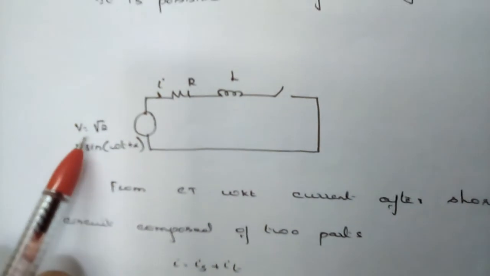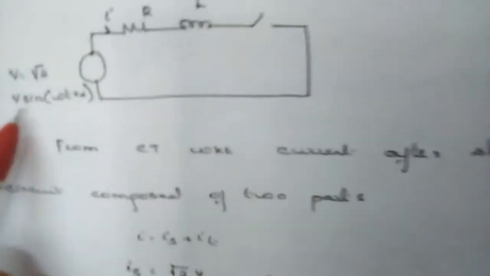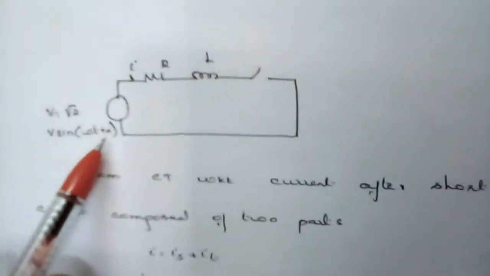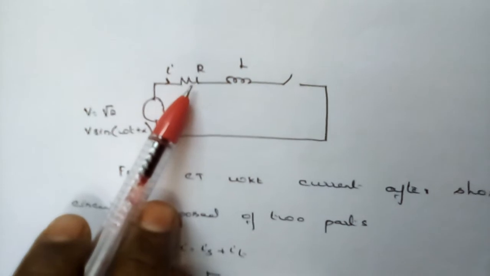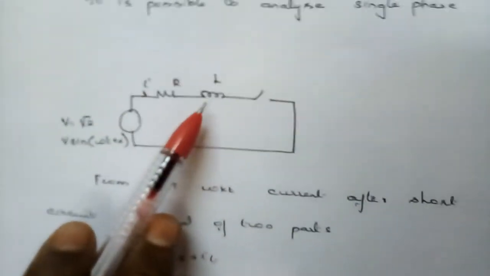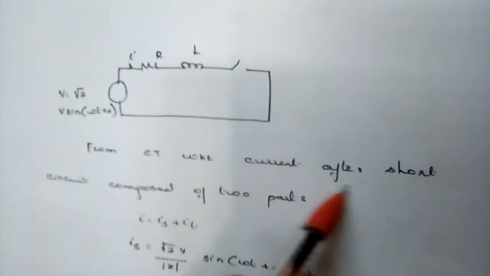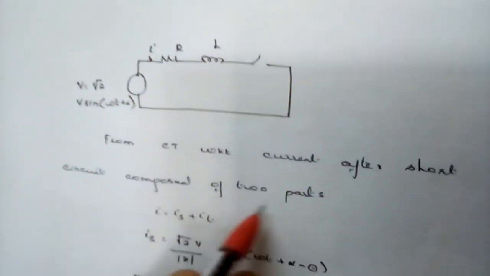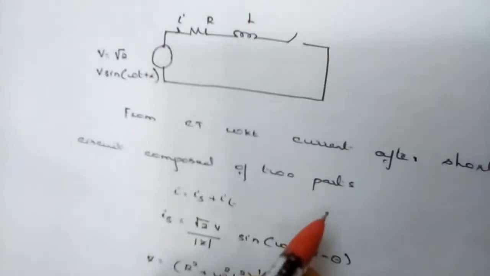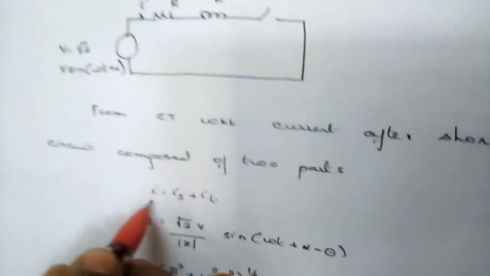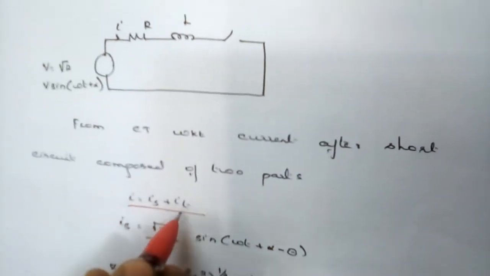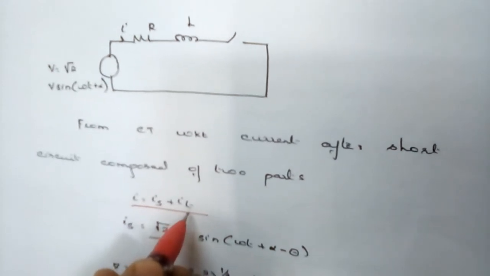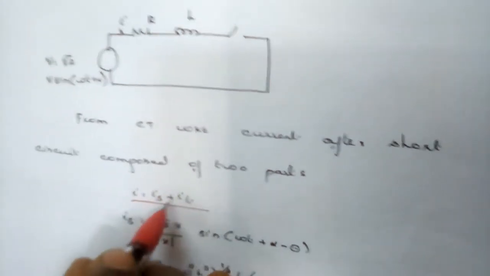The voltage equation is given by root 2 V sine(omega t plus alpha), and we are going to consider that the circuit consists of passive elements such as resistance and inductance. From the circuit diagram, the current after the short circuit is composed of two parts, right? So the current is given by i is equal to i_s plus i_t. This is the steady state current plus the transient state current. We are going to analyze the transient state.